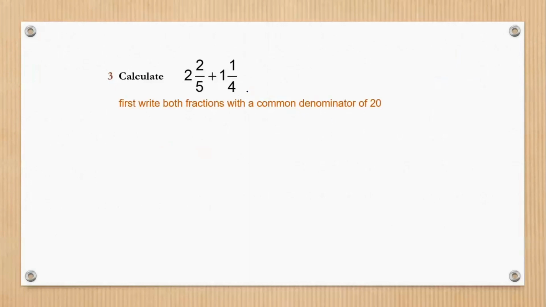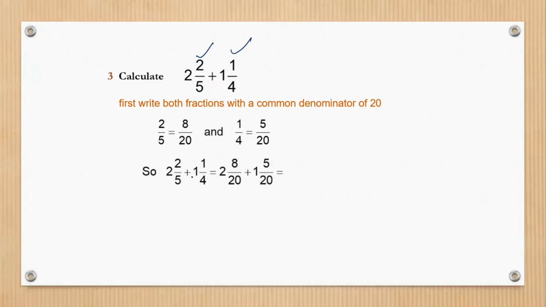Now to add mixed fractions, first we convert them into improper fractions, or what do we do? The proper fraction parts need a common denominator. So for 5 and 4, the LCM is 20. So we make 2 by 5 into an equivalent fraction with denominator 20. So 2 by 5 is 8 by 20 and 1 by 4 is 5 by 20. And then we start adding. In place of 2 by 5, we write 8 by 20. In place of 1 by 4, we write 5 by 20. We add the wholes. So 2 plus 1, we get 3.